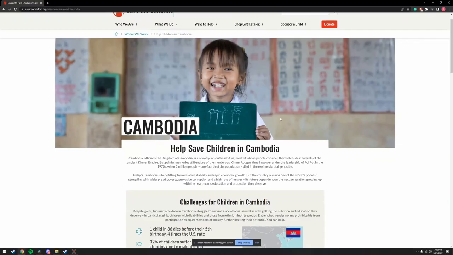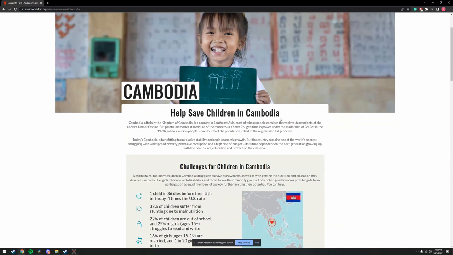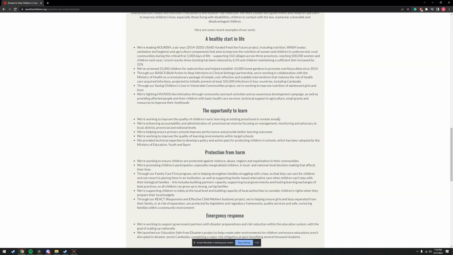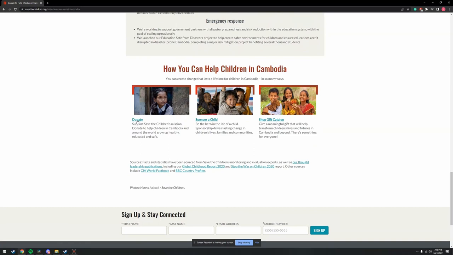So how can we help Cambodia? Well, we have a couple options. For starters, donations. What you're seeing here is SaveTheChildren.org's website for Cambodia. There's a lot of great information here. We've got three different ways of helping out in Cambodia. So we've got donations, and you can sponsor a child, and you've also got the gift catalog.